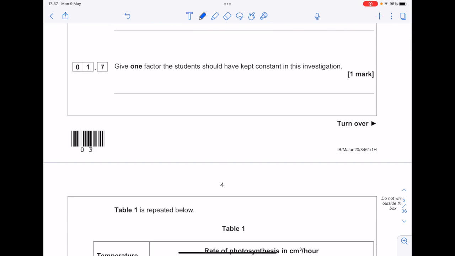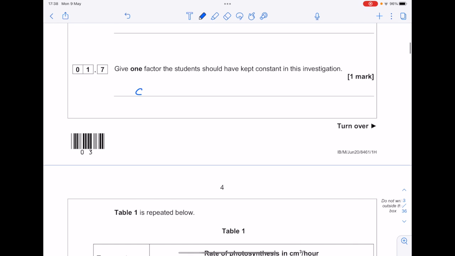Give one factor that students should have kept constant in this investigation. That could have been the light intensity in terms of like the wattage of the bulb. It could be carbon dioxide concentration. It could be the length of pondweed or the pondweed species.